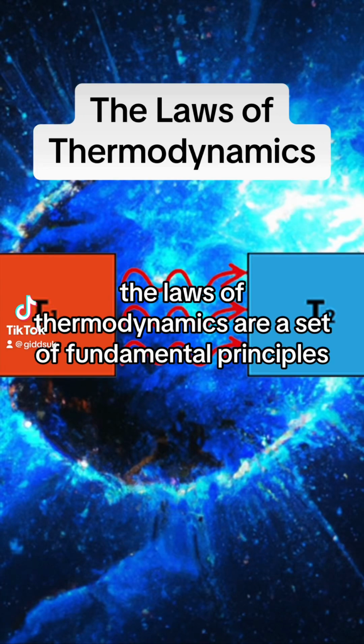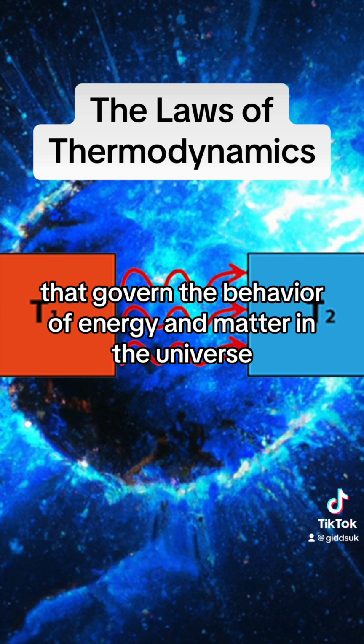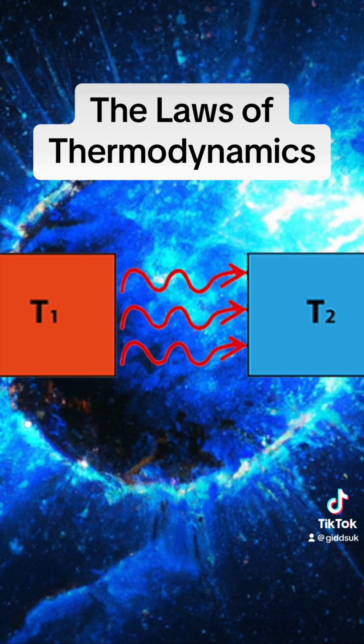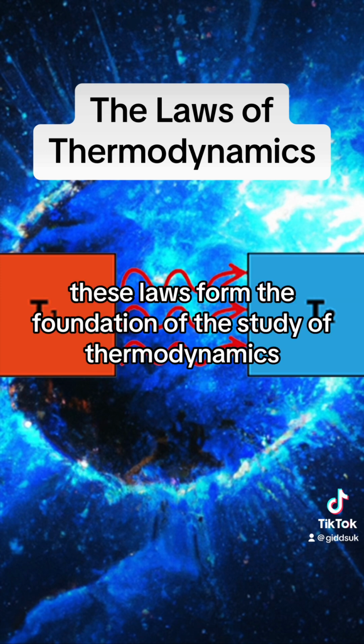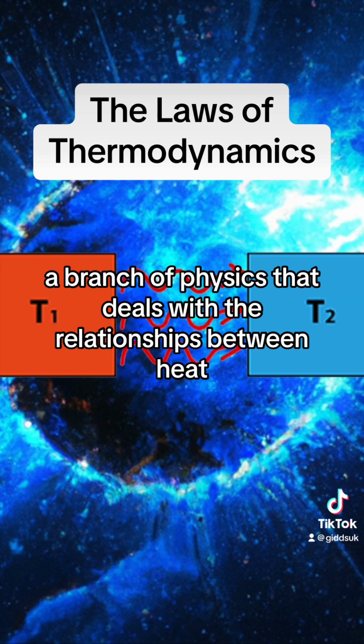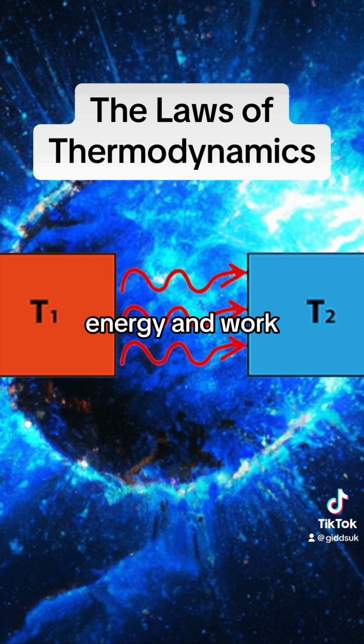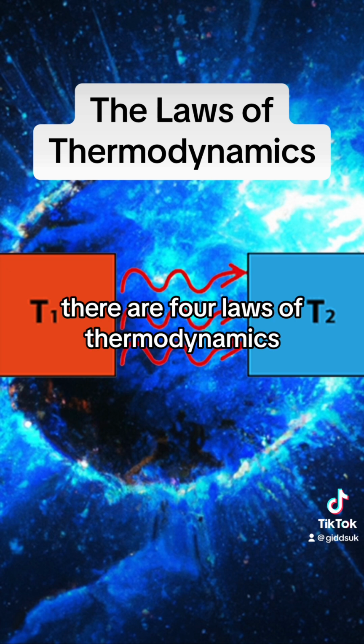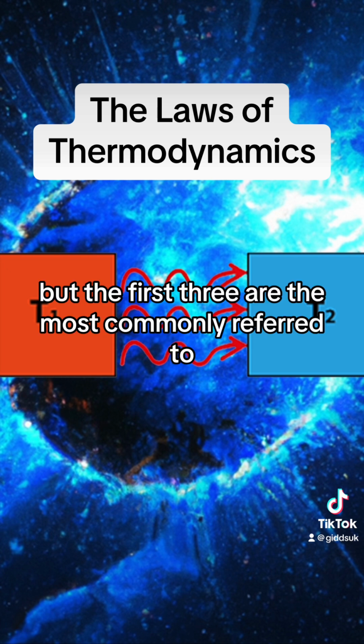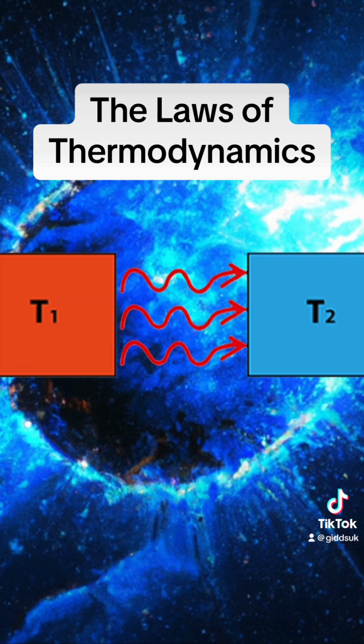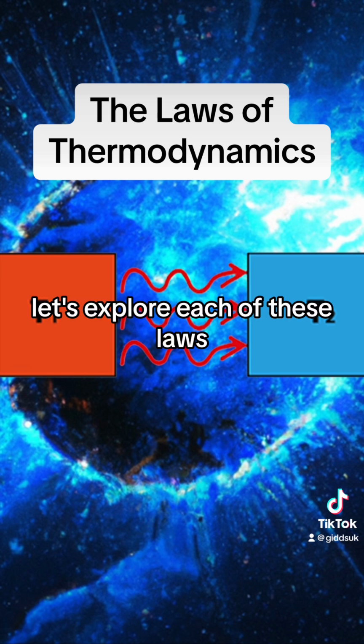The laws of thermodynamics are a set of fundamental principles that govern the behavior of energy and matter in the universe. These laws form the foundation of the study of thermodynamics, a branch of physics that deals with the relationships between heat, energy, and work. There are 4 laws of thermodynamics, but the first 3 are the most commonly referred to. Let's explore each of these laws.